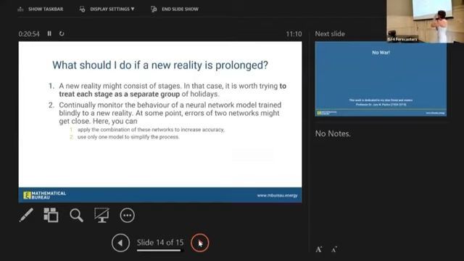And what should you do if the new reality is prolonged? In the first place, you can combine different stages of the lockdown if necessary. And in the second, you should continually monitor the behavior of the model which is trained blindly to lockdown, because at some point they will get closer. When you have two models close, then you can apply a combination of weighted averages, or you can choose just one if you want to simplify the calculation process. This is it.